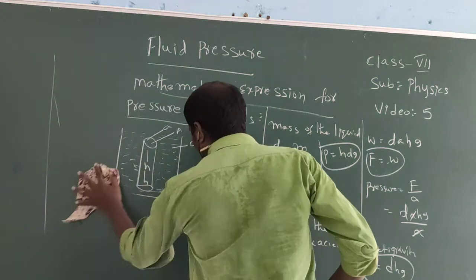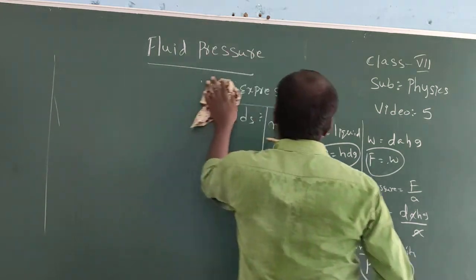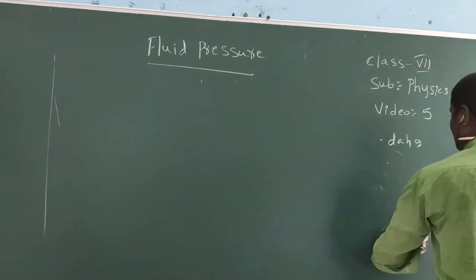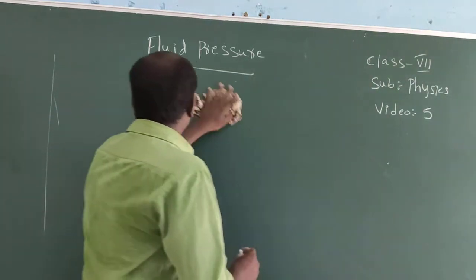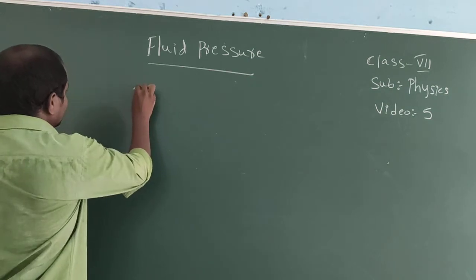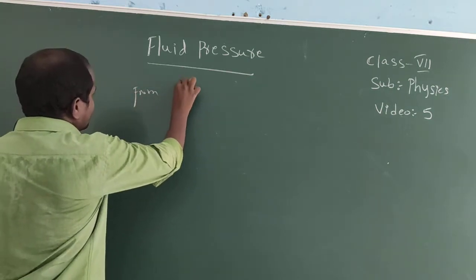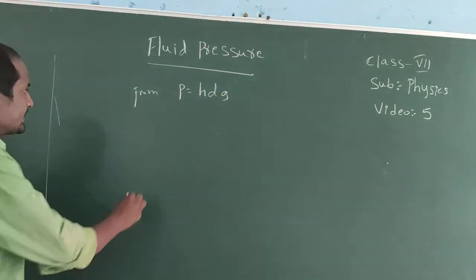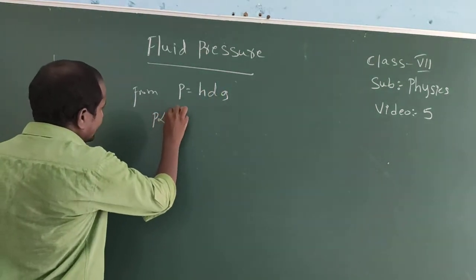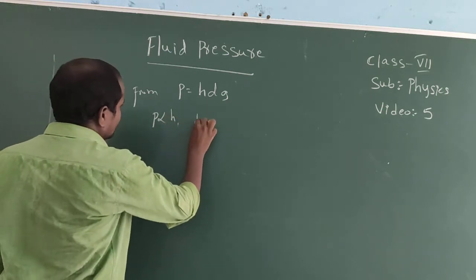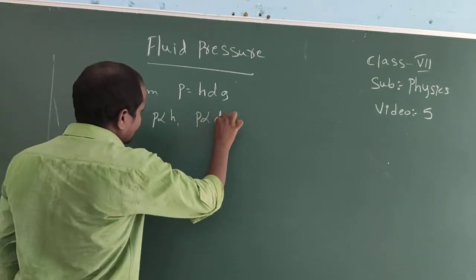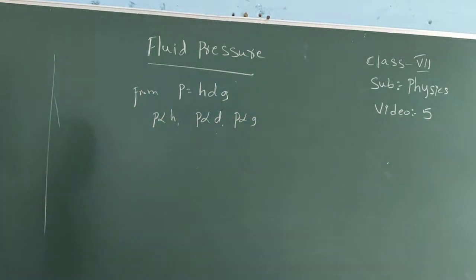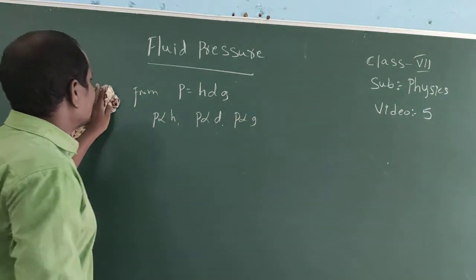So from P equal to hdg, we can write P is directly proportional to h, P is directly proportional to d, and P is directly proportional to acceleration due to gravity.